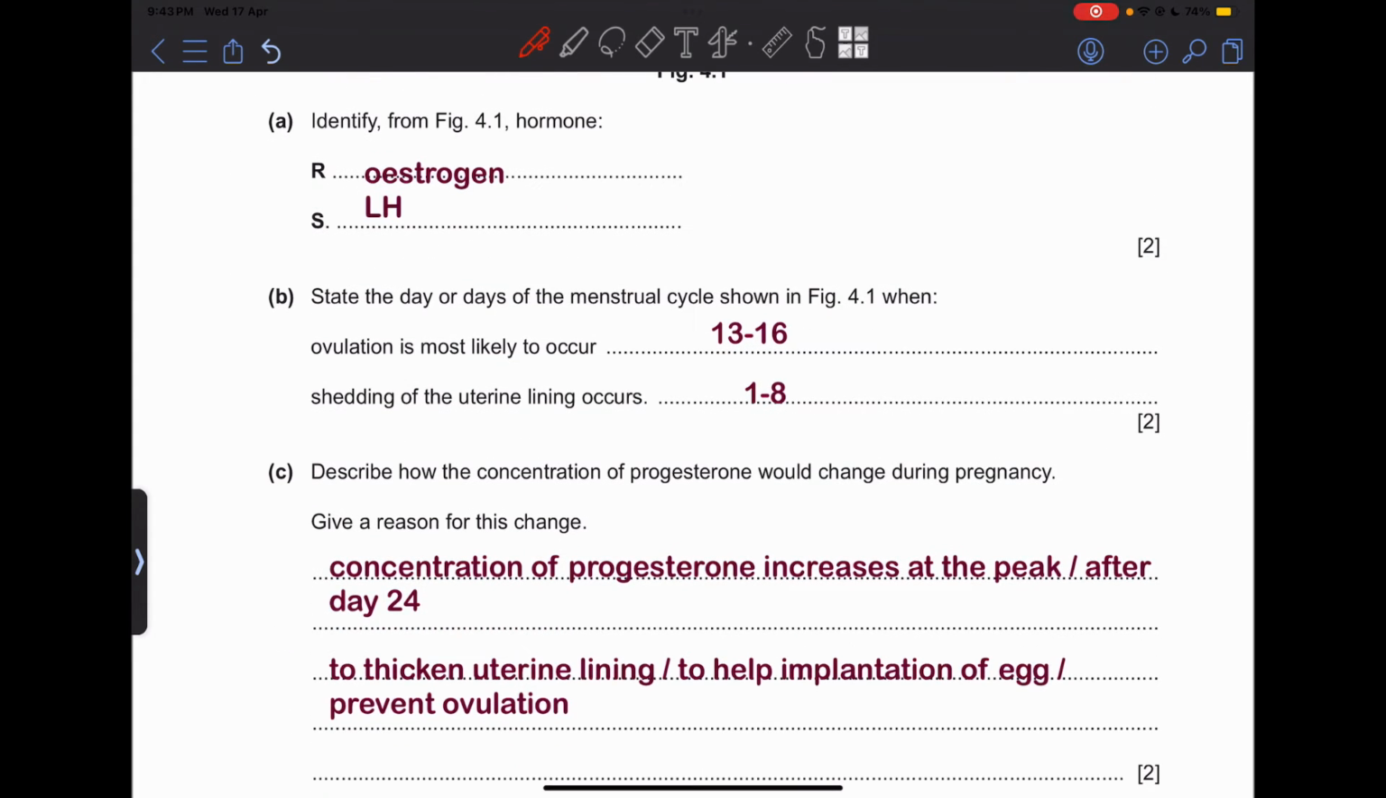B says state the day or days of the menstrual cycle shown in figure 4.1 when ovulation is most likely to occur.